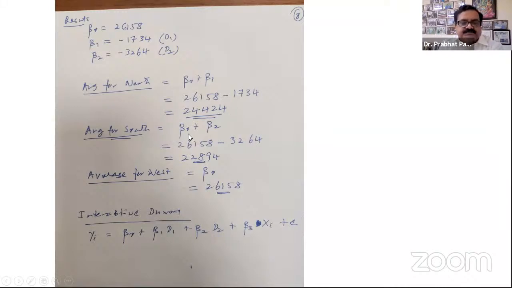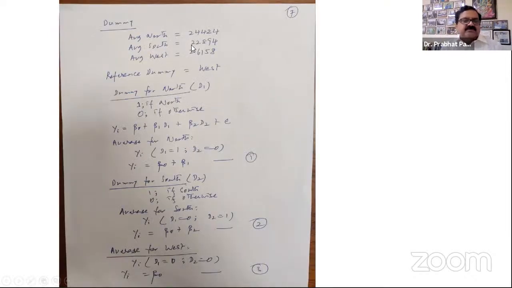Likewise, average for the south. And we have seen in the previous slide, beta 0 plus beta 2. And here the value of beta 2 is 3,264. So again, beta 2 is a differential beta because it tells us by how much the average salary in the south is different from the west. So it is different by 3,264. So you can see the average salary in the south, 22,894. And here earlier, when we calculated the average salary of the south, it is 22,894.